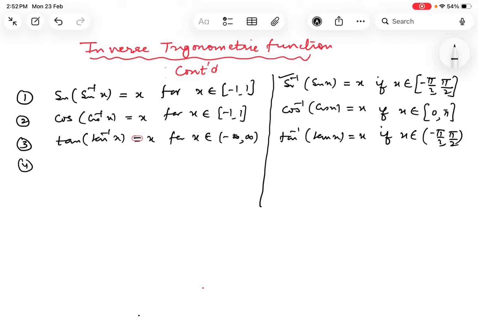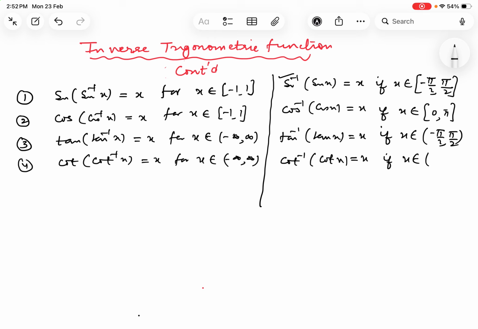Fourth one, cot of cot inverse x is equal to x for x belonging to minus infinity to plus infinity. Cot inverse of cot x is equal to x only if x belongs to open interval 0 comma pi.